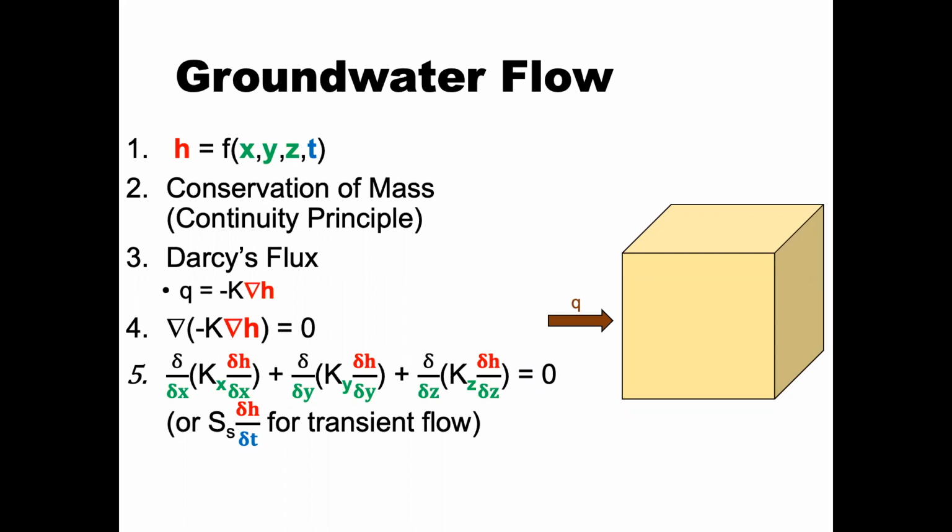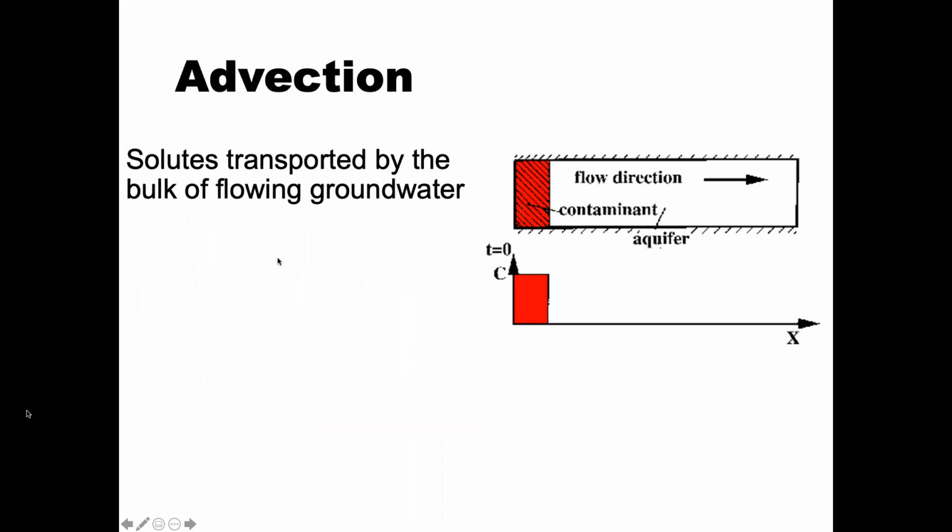But let's think about how that might influence the way that solutes might be transported in the subsurface. Let's first take into consideration a term called advection. Advection is the solutes transported by the bulk of flowing groundwater. Let's depict what that's going to look like. Here we've injected some kind of contaminant or solute in our system. X is the direction, C is the concentration. Our flow is happening from our left side to our right side.